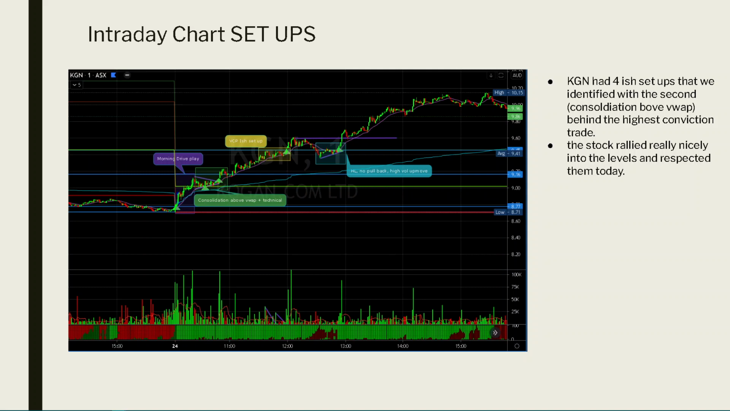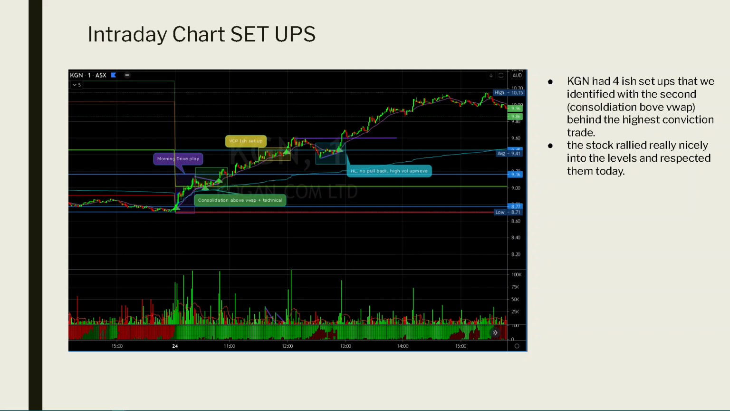So there was the morning drive play, which was the defense of yesterday's low, and then it just rallied from there. But we'll get a bit more into that when we get into the trade management. Then there was the main one that we're going to be focusing on, the consolidation above VWAP. And then the VCP technical setup, as well as a basic trend, no pullback, higher high, higher low type thing with volume.